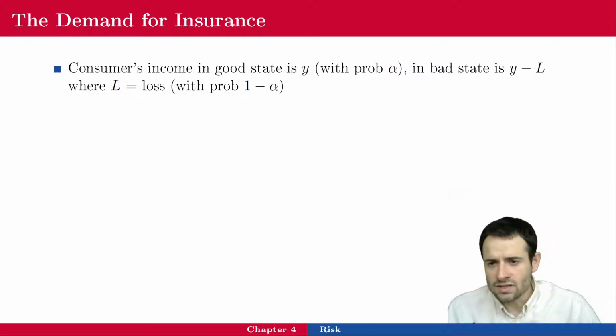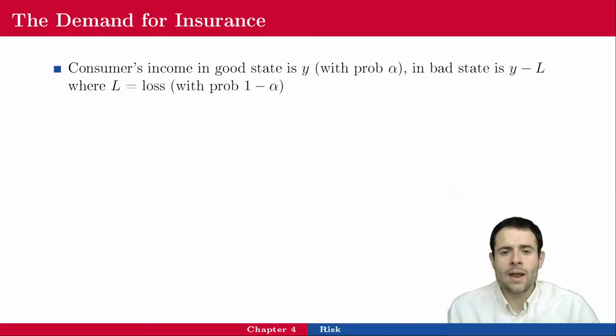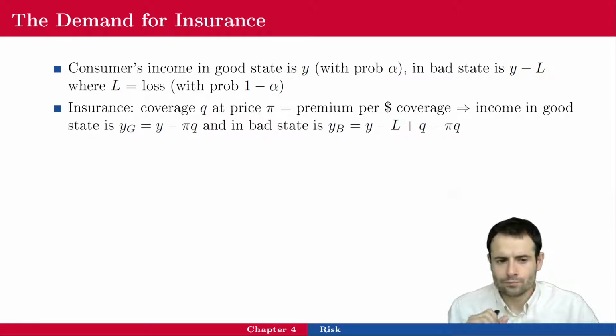In the bad state, he's going to suffer a loss, L, and his income is going to be Y minus L. L could be, for instance, paying for car repair, or paying for the damage that occurred to your house, or paying for unexpected medical expenses, and so on. The bad state happens with probability 1 minus alpha.